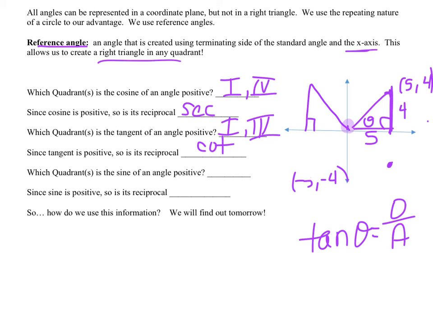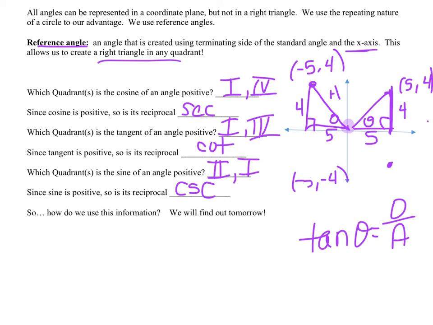If I draw a point here, say this is negative 5, positive 4, that means the x was negative 5 and the height was 4. Since theta is here and this is opposite and hypotenuse, this one would be the hypotenuse. Those are both positive in quadrant 2, so sine is positive there, and also in quadrant 1. Notice that all of them are positive in quadrant 1. That's interesting, right? And the reciprocal of sine is cosecant.